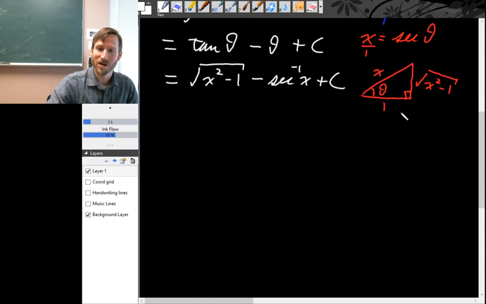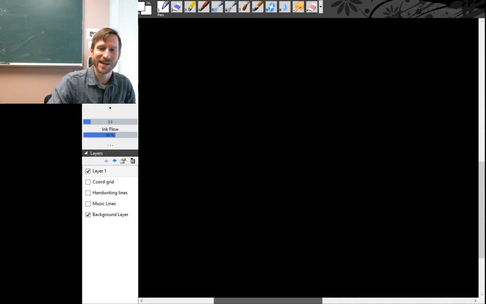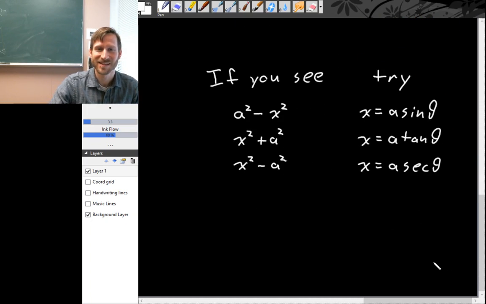So to sum up, there are 3 situations where we know what substitution to use. If you have a part of your integrand that is a constant squared minus your variable squared, that is when this substitution works, your constant times sine theta. If it's the variable squared plus a constant squared, that's when tangent worked. Don't forget to multiply by the constant though. And if you have your variable squared minus your constant squared, that's when secant works out.